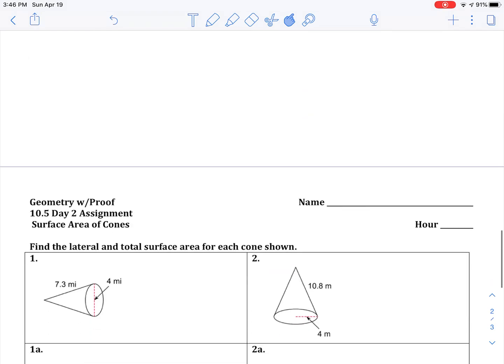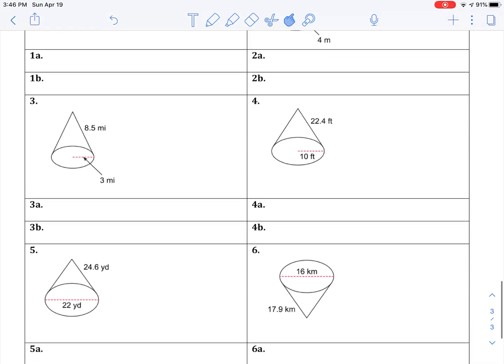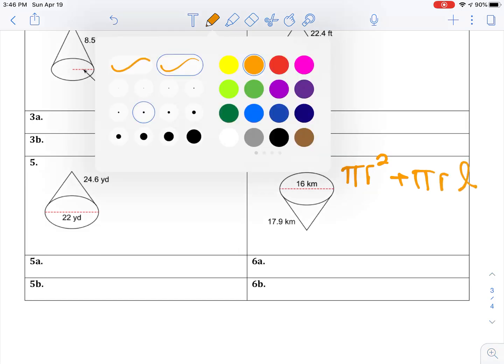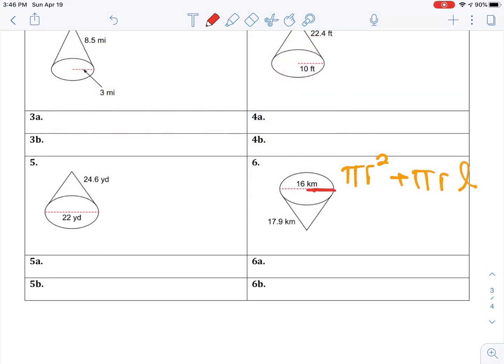Let's look at a cone now. Let's do number 6. So for number 6, the formula says pi r squared plus pi r l. So the r in this case is half of this. Pi 8 squared plus pi 8, and then 17.9. So that's a 0.9 right there.